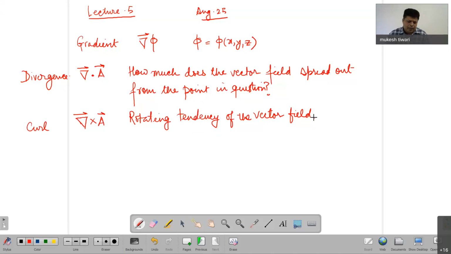I also took some simple examples in order to show that it is not necessary for the vector field to close on itself. It should not necessarily be a solenoidal field. Just that rotating tendency, that is all that the curl operation tries to capture. So this is broadly what I tried to cover in the last class, and then you also did some tutorial problems based on this.